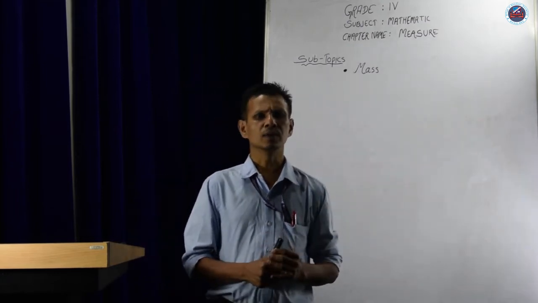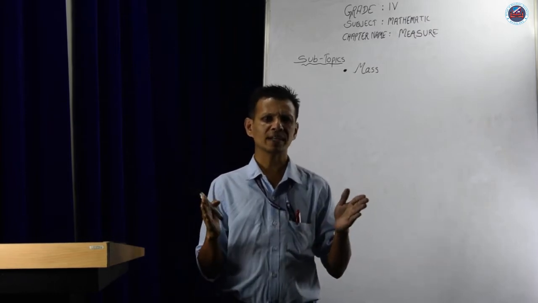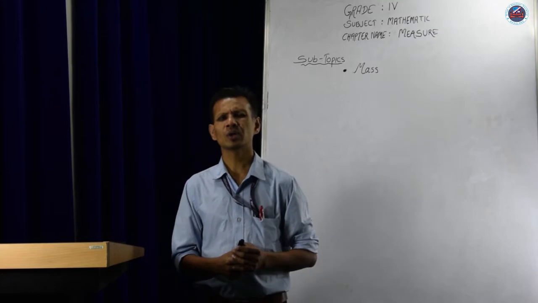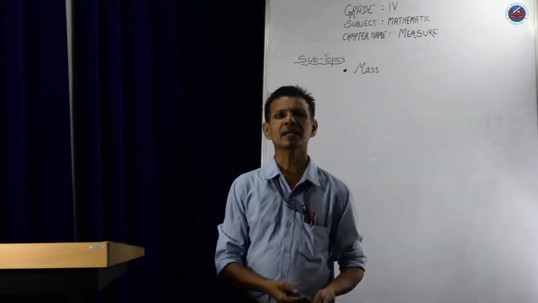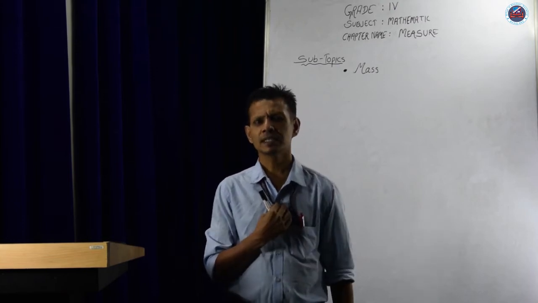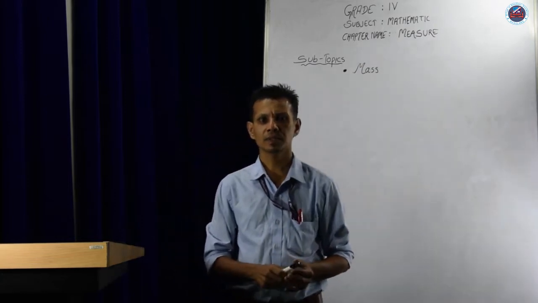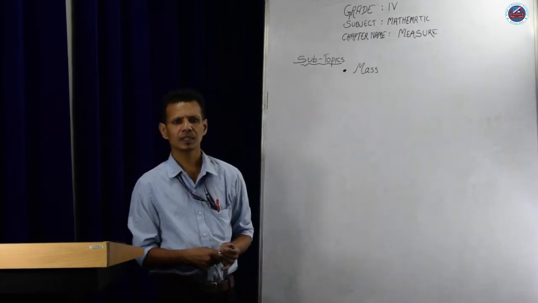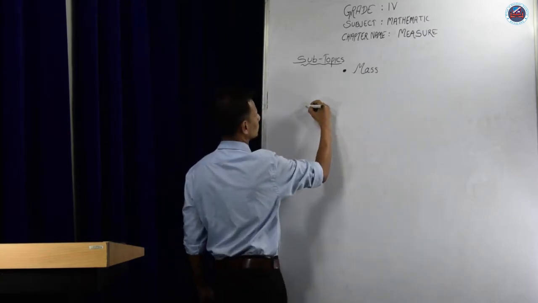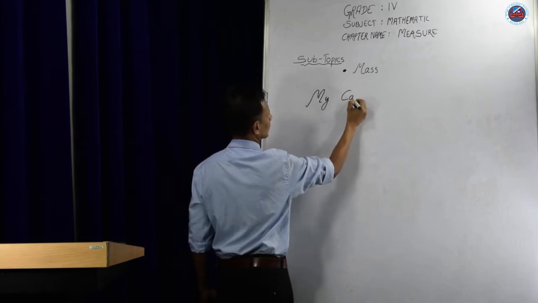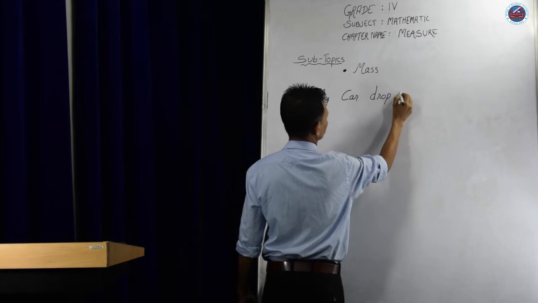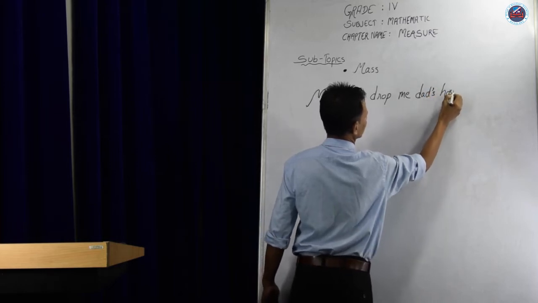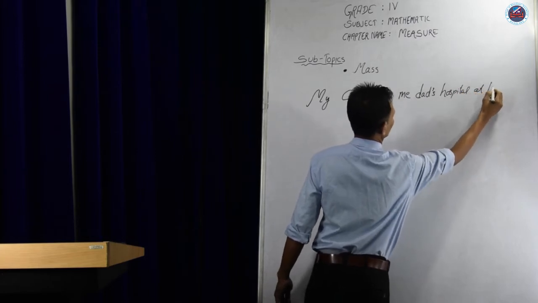Now, after reaching there, you'd like to write one sentence about your journey, and you wrote it this way: my car dropped me at hospital at Kohima. I'll repeat again, my car dropped me at hospital at Kohima. Let me write it down, look here carefully: my car dropped me at hospital at Kohima.